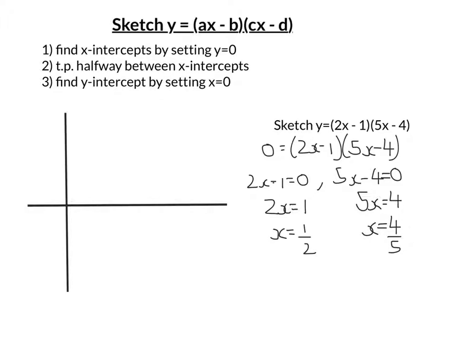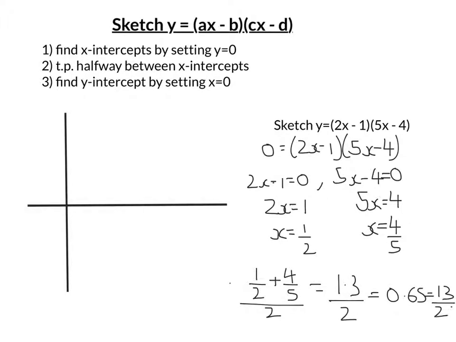Next, we need to find the turning point. The x coordinate of the turning point is halfway between your two x-intercepts. So to find that, I'm going to add my two x-intercepts together and then divide that by 2. That will tell me the value halfway between them. So a half, 0.5, plus 4/5, which is 0.8, is 1.3. Divided by 2 is 0.65, or 13/20. Okay, so that is the x value of my turning point.